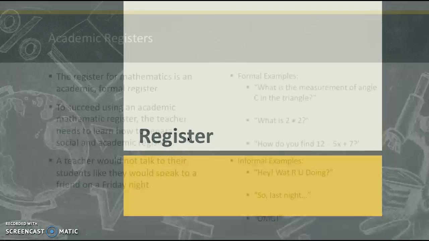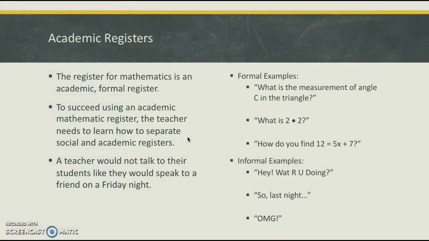Register. The register from mathematics is an academic formal register. To succeed using an academic mathematic register, the teacher needs to learn how to separate social and academic registers. For example, the teacher would not talk to their students like they would speak to a friend on a Friday night. An example of this would be, what is the measurement of angle C in the triangle? An informal example is OMG.